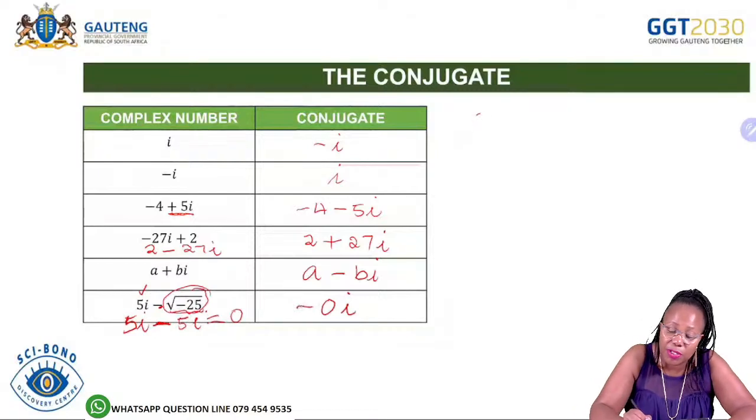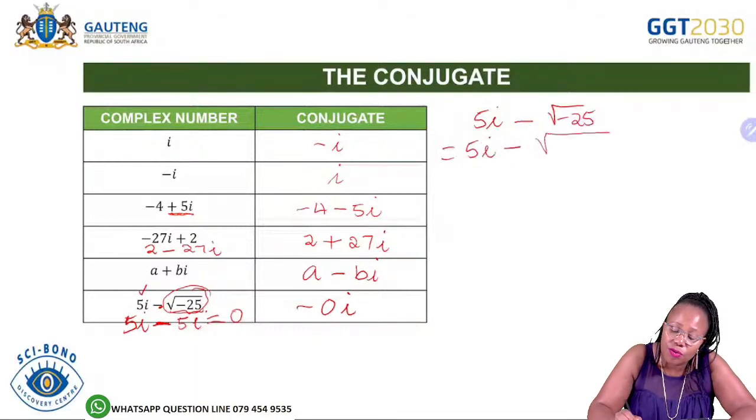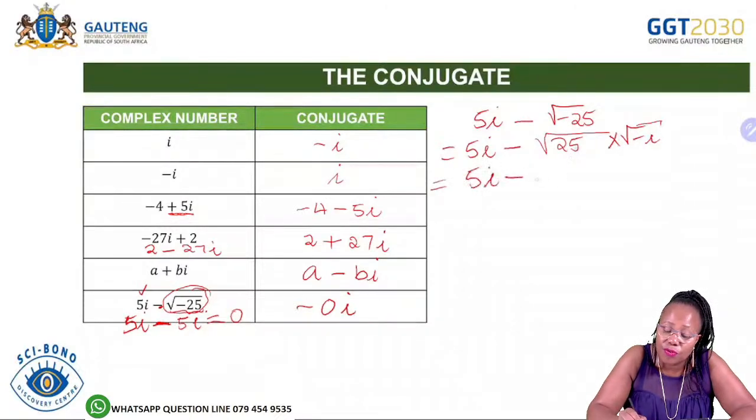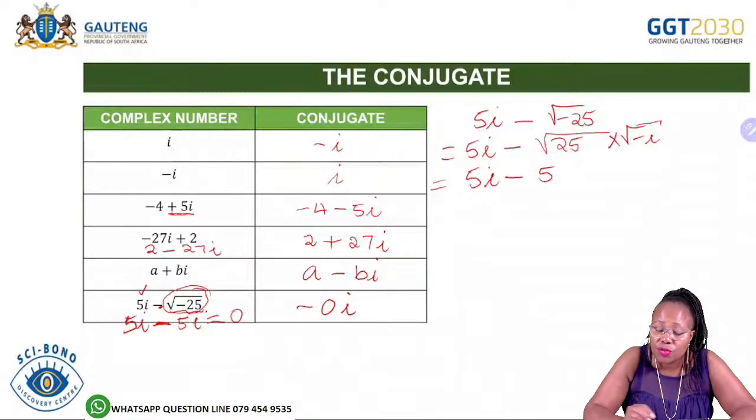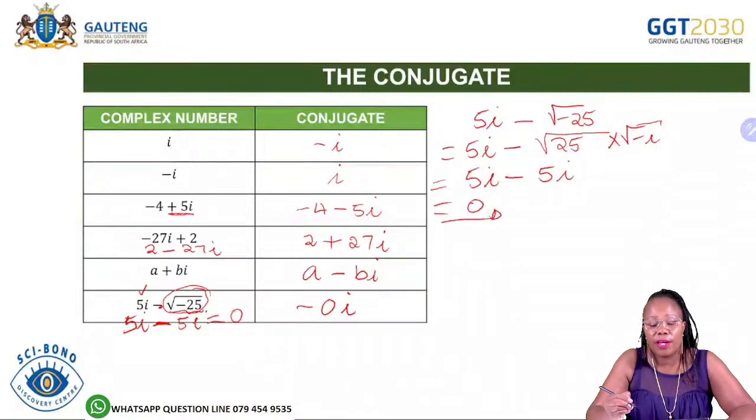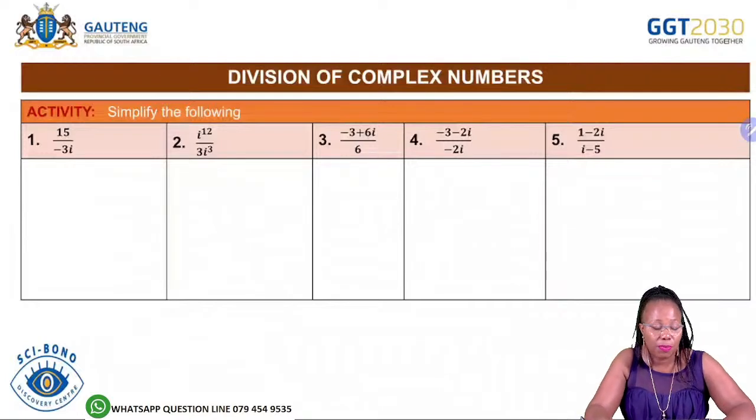Okay, let me repeat again. We have 5i minus the square root of minus 25. We have a negative there, and this square root is the square root of 25 times the square root of minus 1, so we have 5i minus 5i, since the square root of 25 is 5 and the square root of minus 1 is i. Can you see it's 5i minus 5i, which is a 0. That is why we don't have a conjugate for that particular problem.